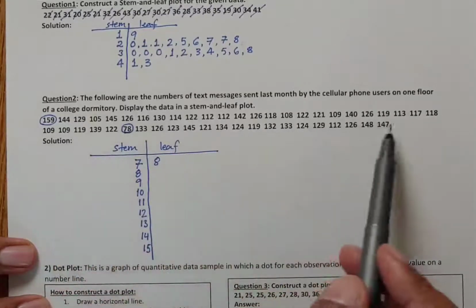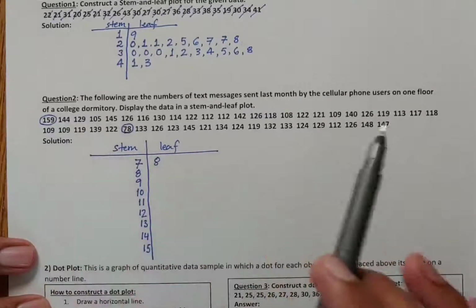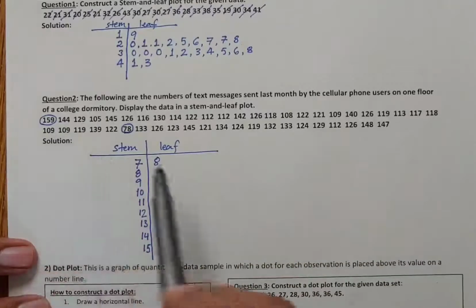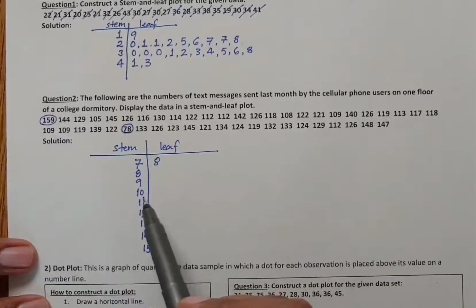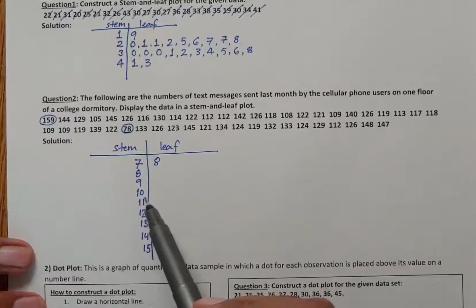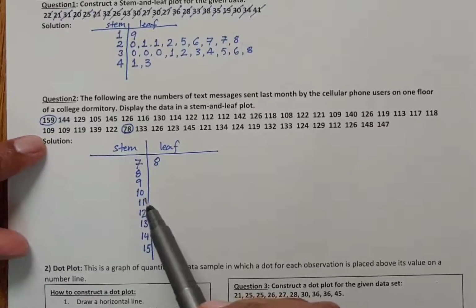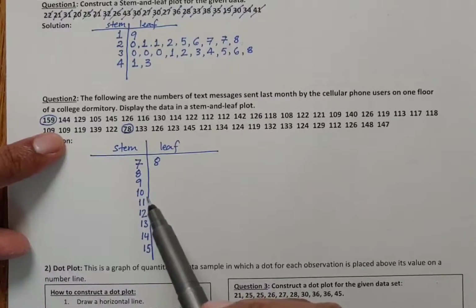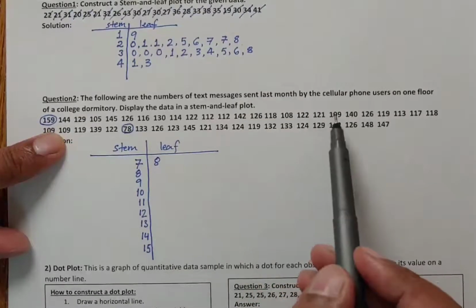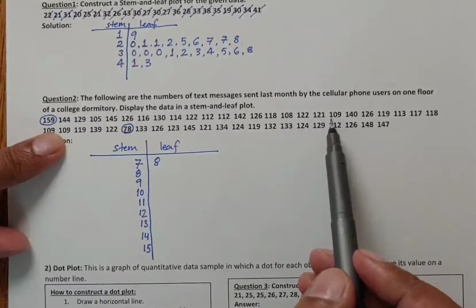90, there are no 90s. So we don't have 91, 92, 95, any numbers in the 90s. So that goes blank. 100, 109. We got some numbers here. 109, 109. Okay, so we have 109.